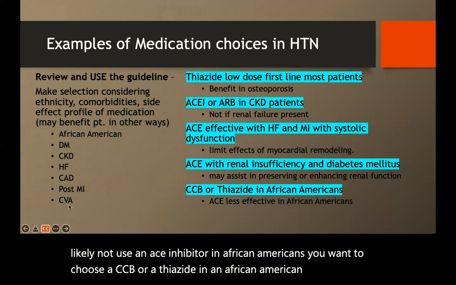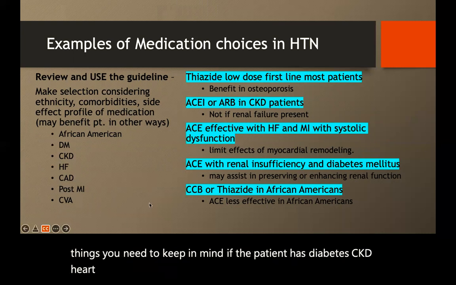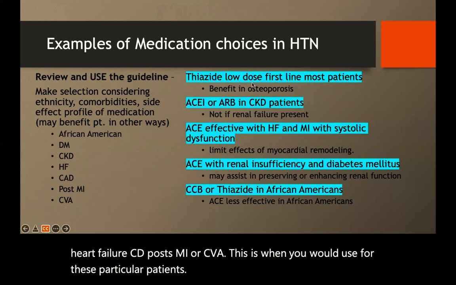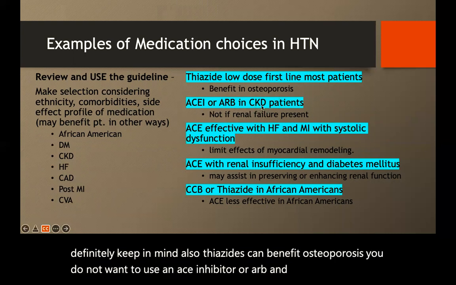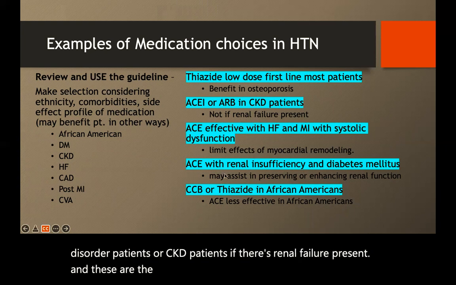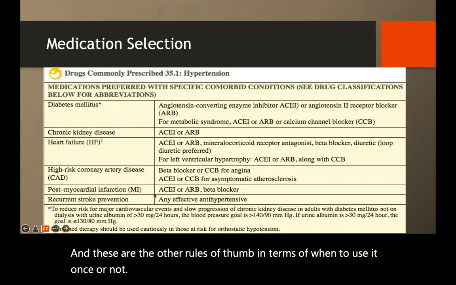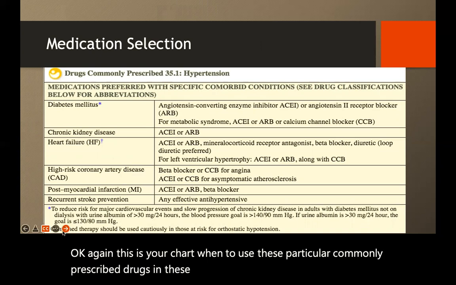So these other things you need to keep in mind: if the patient has diabetes, CKD, heart failure, CAD, post-MI, or CVA, this is when you would use these drugs for these particular patients. Definitely keep in mind also thiazides can benefit in osteoporosis. You do not want to use an ACE inhibitor or ARB in CKD patients if there's renal failure present. And these are the other rules of thumb in terms of when to use it, when to not. Okay, again, this is your chart, when to use these particular commonly prescribed drugs in these particular comorbidities and when to not use them.